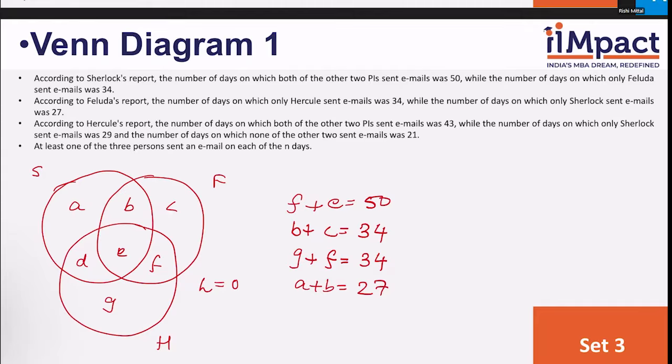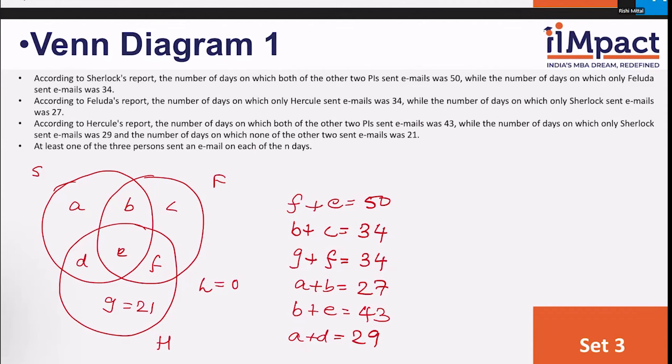Third clue tells me, according to Hercule's report, the number of days on which both of these other two PIs sent an email was 43. So B plus E is equal to 43. While the number of days on which only Sherlock sent emails was 29. So A plus D is equal to 29. And the number of days on which none of the other two PIs sent an email was 21. This is the clue which cracks the case. Because we know H is equal to 0, and if Hercule is telling me that the other two PIs have not sent mail on 21 days, that means we know G is equal to 21.